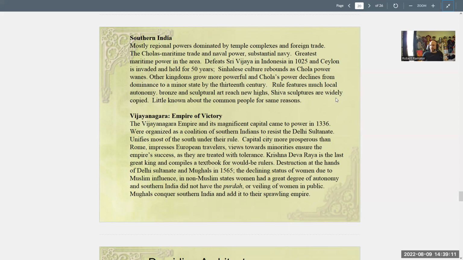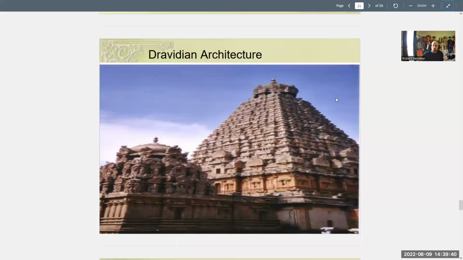As a result of the constant fighting, the status of women declined significantly. We know that in southern India, we didn't have purdah, which essentially is the concept of veiling women in public. That was something that did take place in the north because it was Muslim dominated, but didn't take place in the south because it was still Hindu dominated. And so eventually in 1565, the coalition Vijayanagara is basically taken out and taken over by the Mongols.